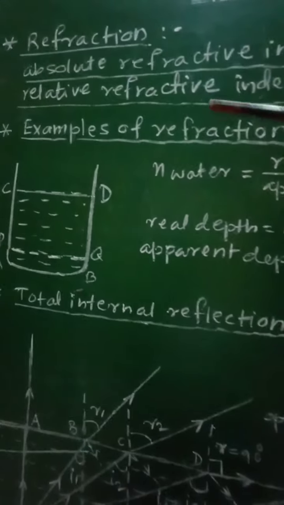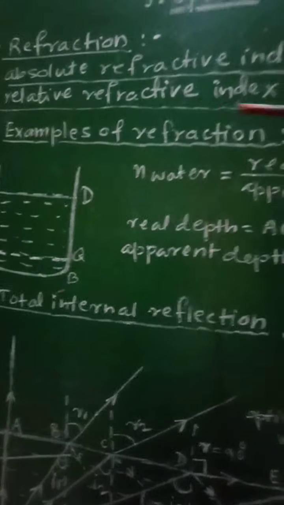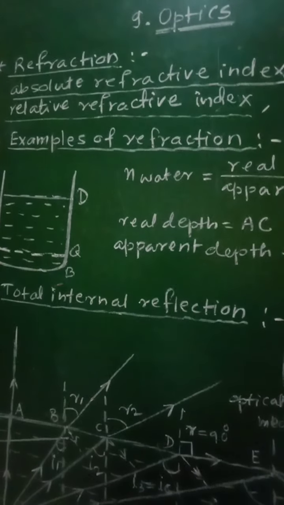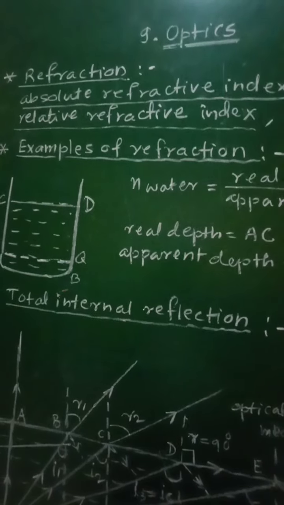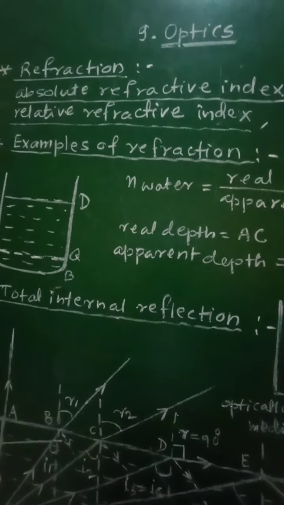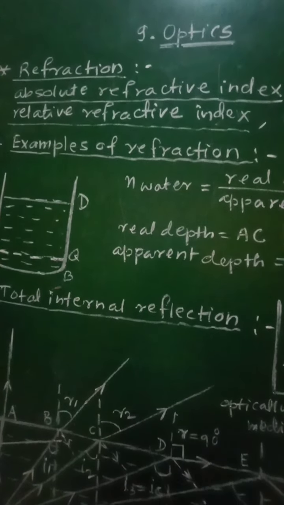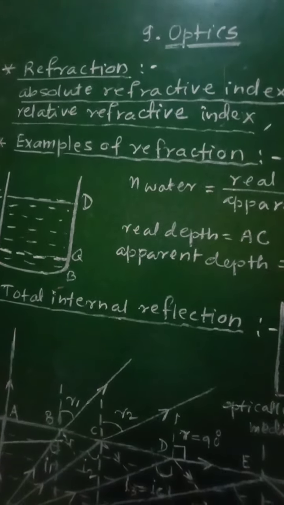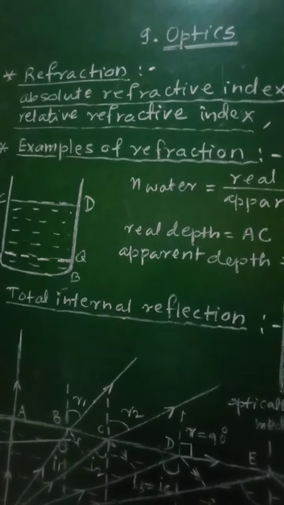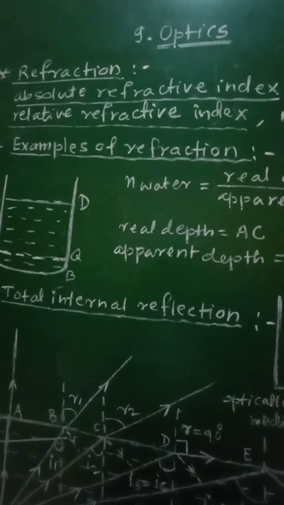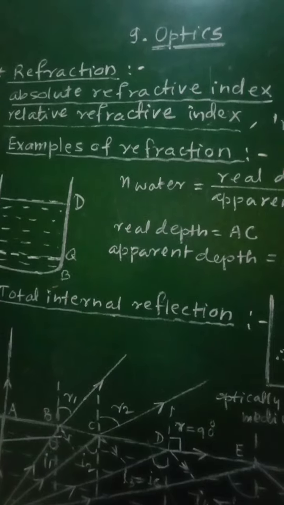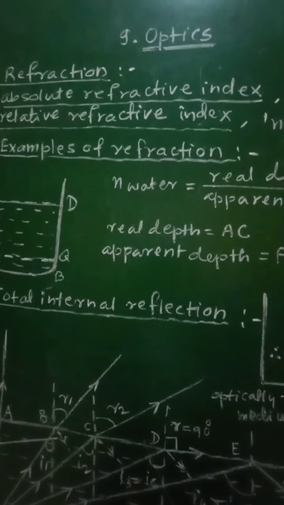Similarly, what is that relative refractive index? The ratio of speed of light in medium 1 to the speed of light in medium 2 is called the refractive index of medium 2 with respect to medium 1.